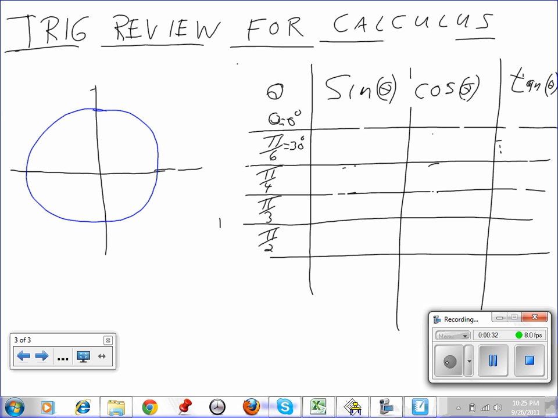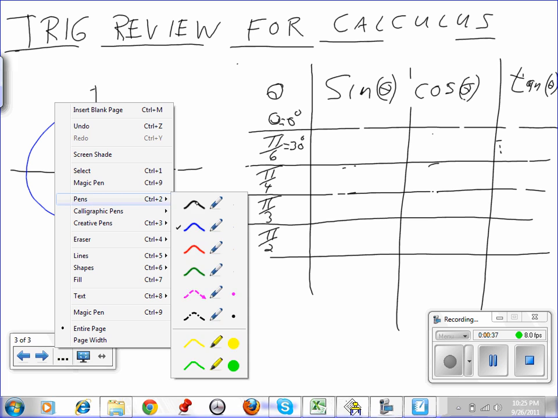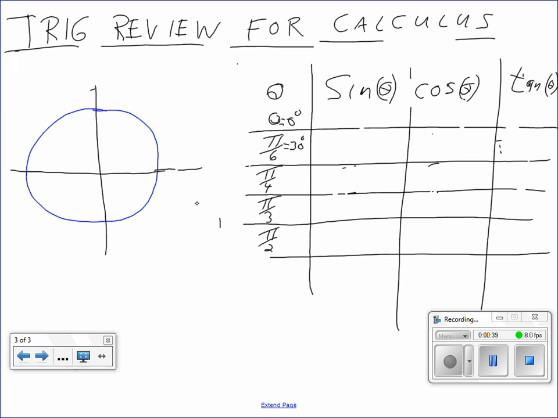So the first thing I'm going to look at here is reviewing how we get the sine, cosine, and tangent of our special angles. Just to remind you, I have a unit circle here, and this is how I remember things. I'm always drawing a triangle in this circle, and this is where sine and cosine come from.